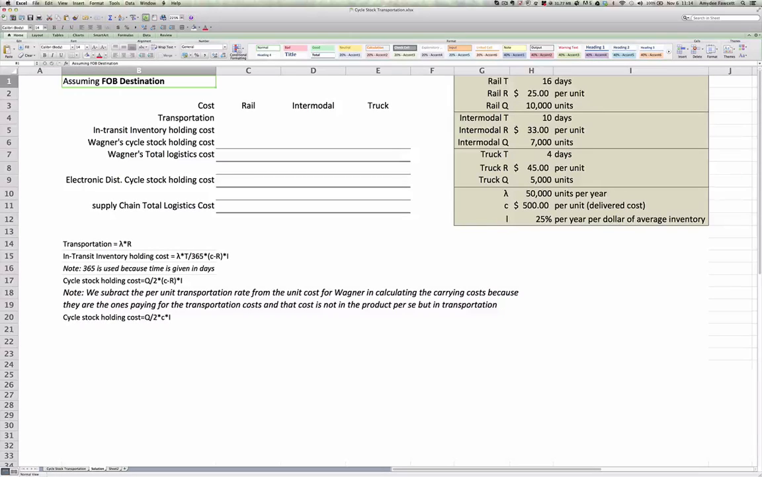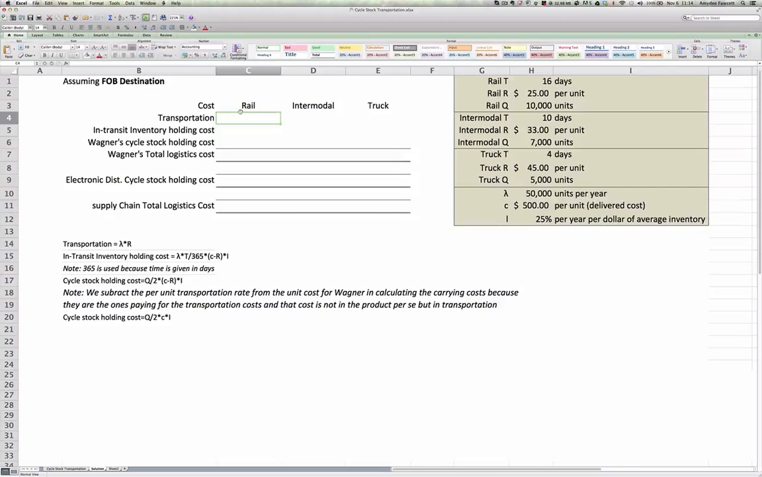So let's simply go through the worksheet here. We're going to take a look at Wagner first. This is the upper portion of the table. And then we're going to look at the relevant costs for electronics distributors. And then we'll look at total supply chain costs. So let's take a look at Wagner first.